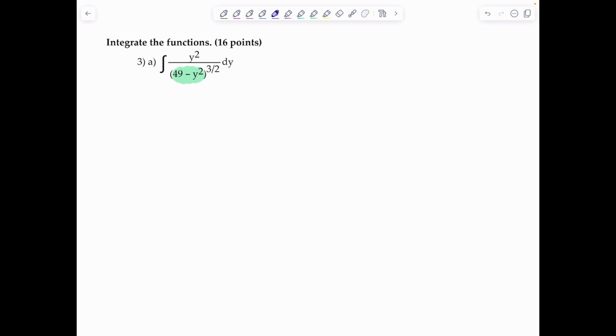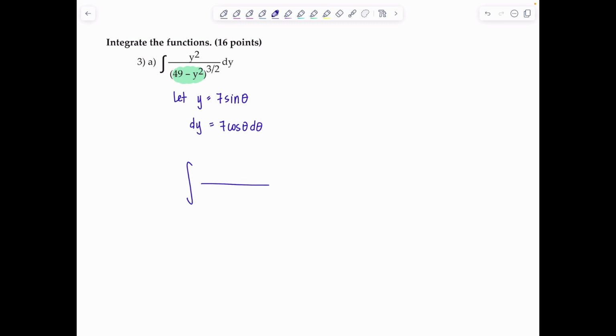And a is 7. A squared is 49. So I'm going to go ahead and let y equal 7 sine theta. And then dy would be 7 cosine theta d theta. We got it? Good, good, good. Okay, now let's go back, replace everything to be in terms of theta.